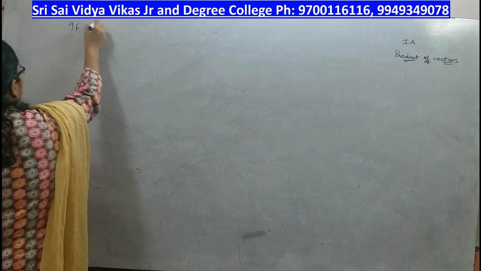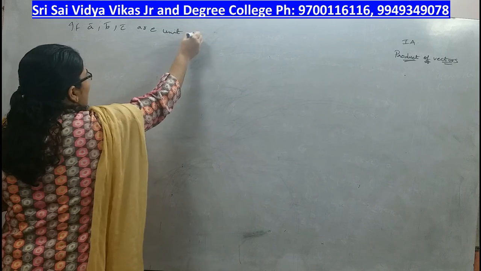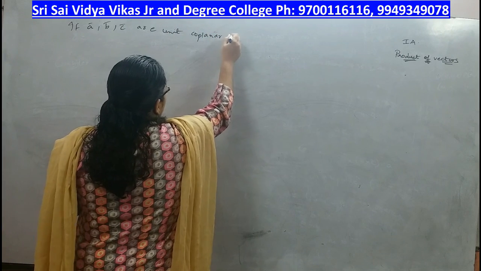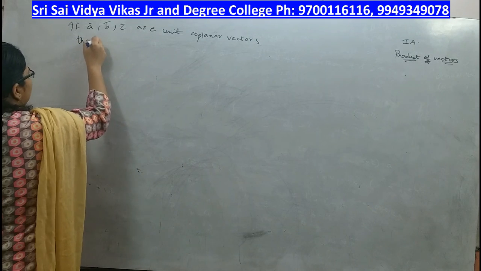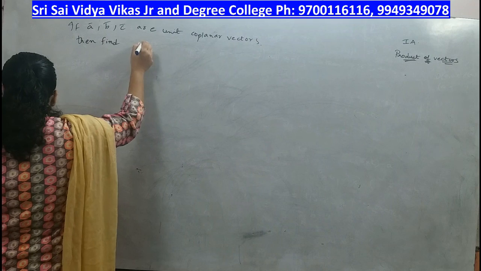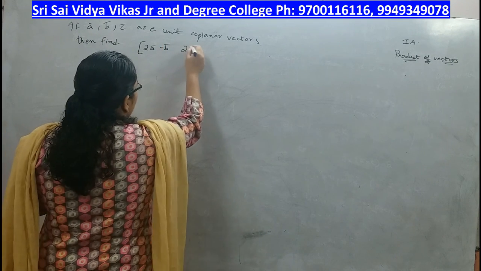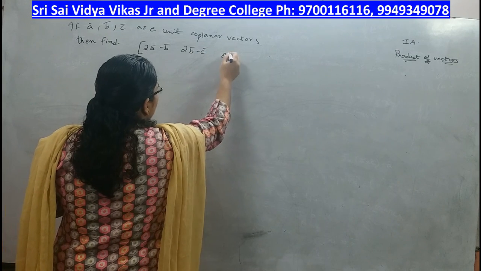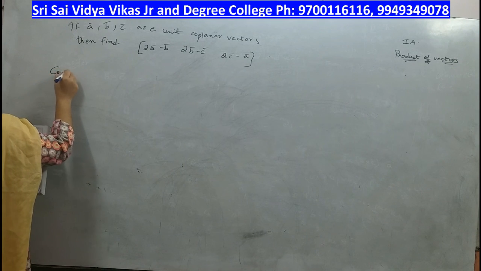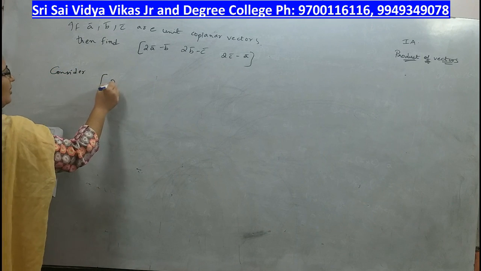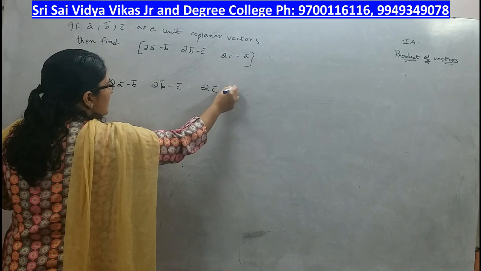If a bar, b bar, c bar are unit coplanar vectors, then find the box of 2a bar minus b bar, 2b bar minus c bar, 2c bar minus a bar. You have to find box of this. Consider box of 2a bar minus b bar, 2b bar minus c bar, 2c bar minus a bar.